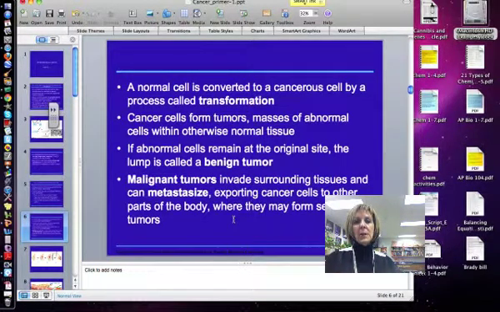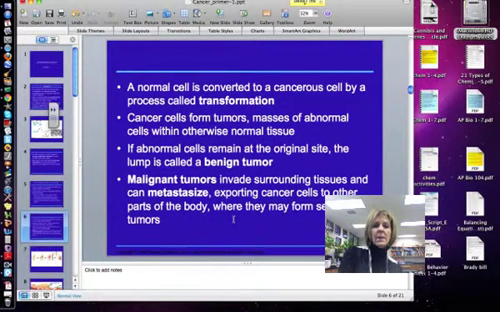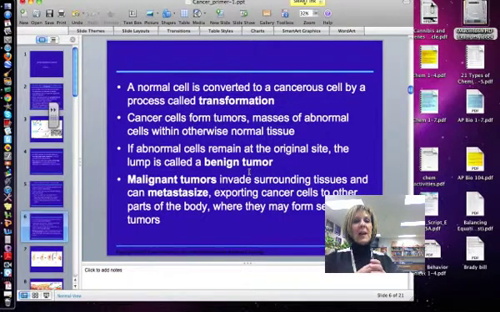And that's very similar to what's happening with cancer. Cancer will take nutrients, it will take resources, it will take space, and basically starve out the normal cells, not to mention causing pain. If abnormal cells remain at their original site, then the lump is called a benign tumor. But a malignant tumor is a tumor that has the ability to send offshoots of cells into other parts of the body, which we call metastasis.